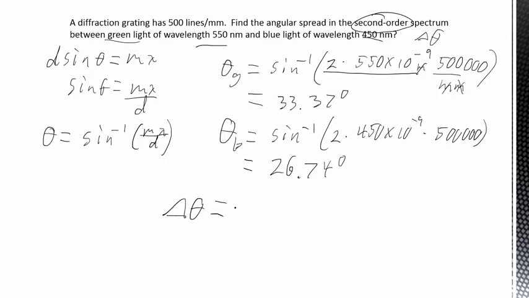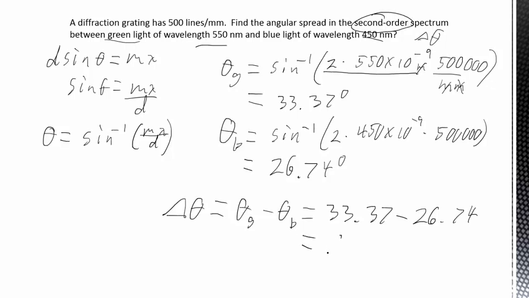So the difference in those angles is going to be the green light minus the blue light, 33.37 minus 26.74, and that gives us 6.62 degrees of angular spread, and we are done.